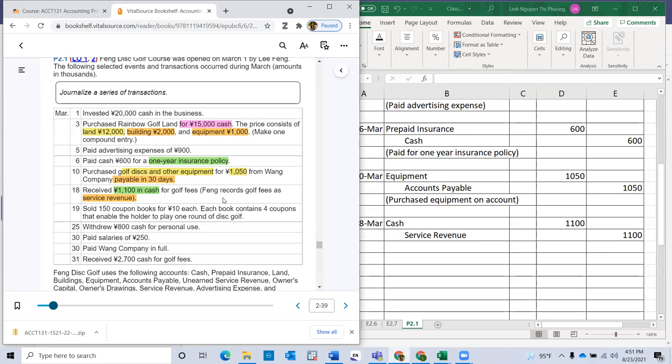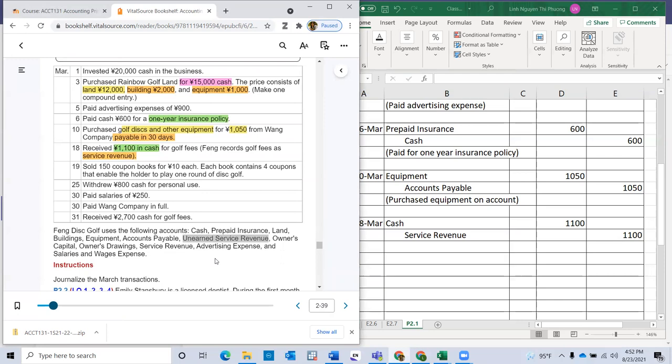So what is that? When you receive money from the customer in advance but you haven't provided any service yet, you just give them the coupon. When they go and play golf, it means that you provide a service. But in this case, you just sell them the coupon in advance. So when we receive money in advance, we will have an account called unearned service revenues. We use unearned service revenue when we receive cash from the customer in advance before providing any service.